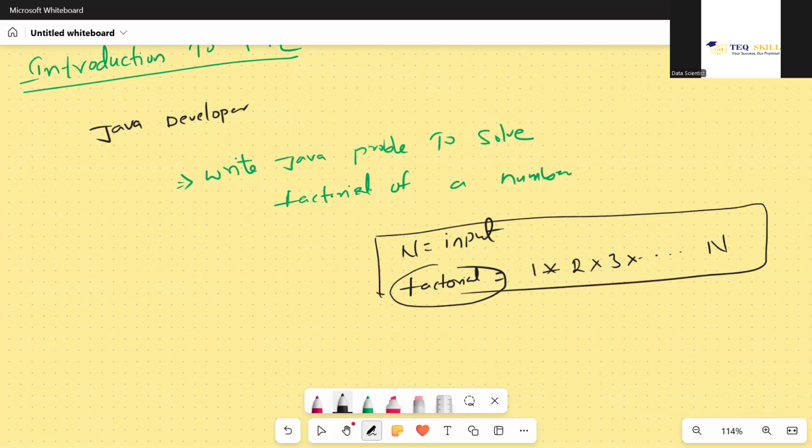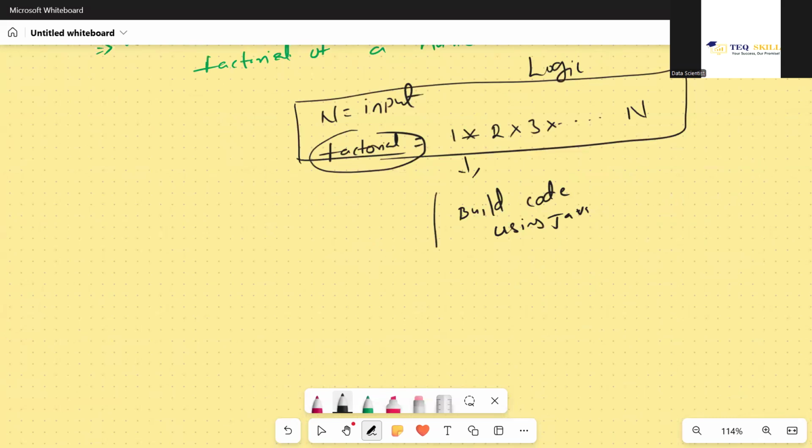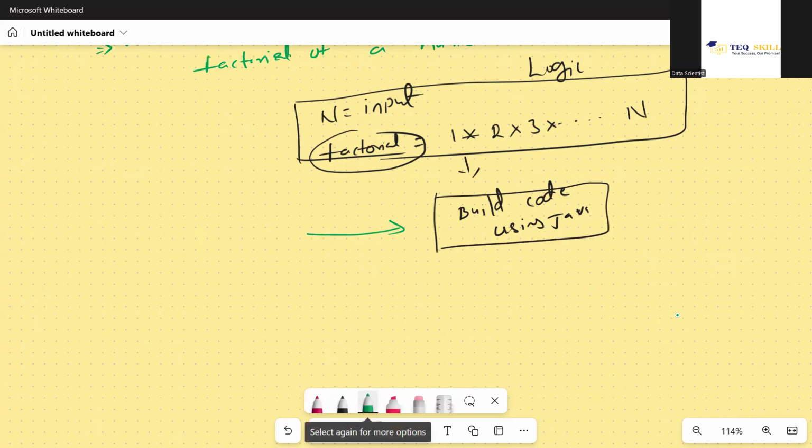For this logic, we are building the code using Java. Once you build the code, you can give some new inputs. If I give any new input, you will get the output or not? Yes or no? I need the response, guys.